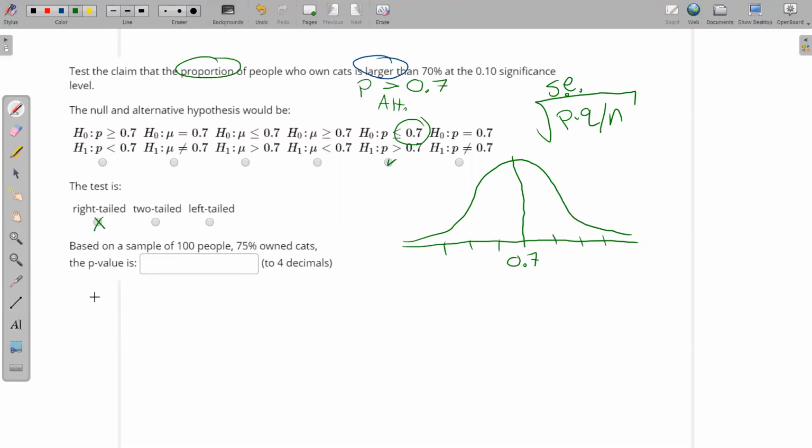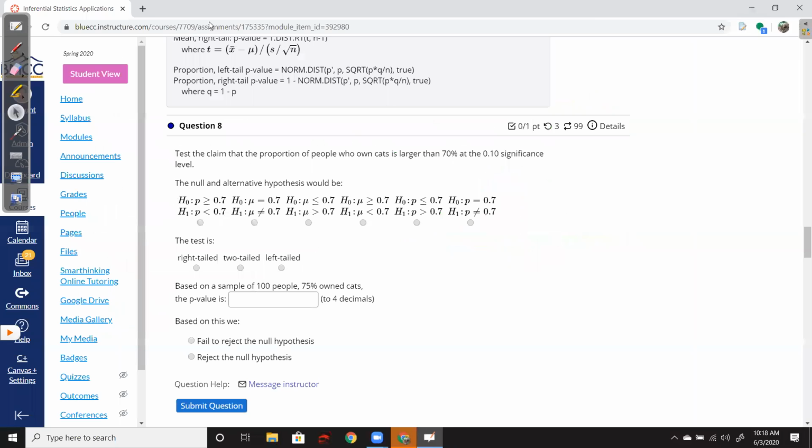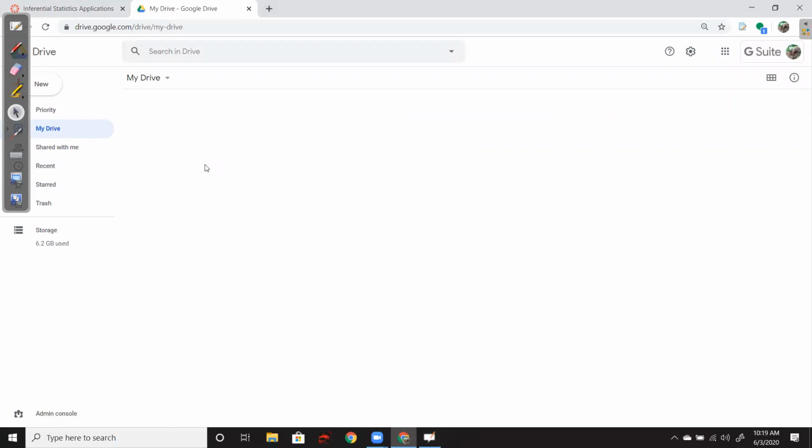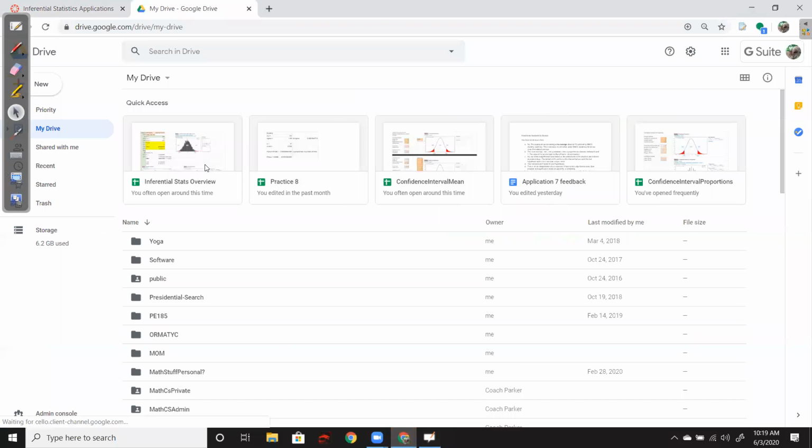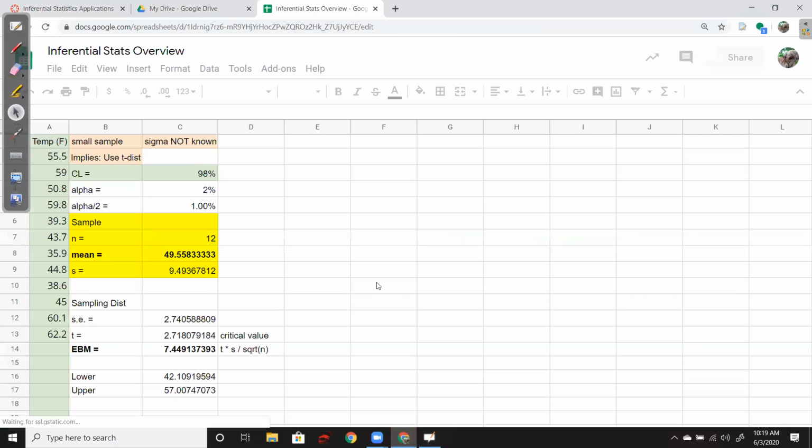So that tells me right there that P prime is 0.75, N is 100, and I'm going to use the central limit theorem instead of StatKey here, I think. So continuing along, let's get out a spreadsheet now. And that should be this sheet, should be a good one. And this is application 8.